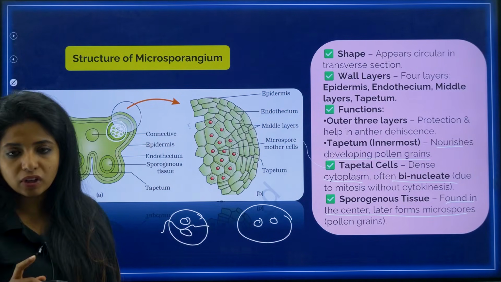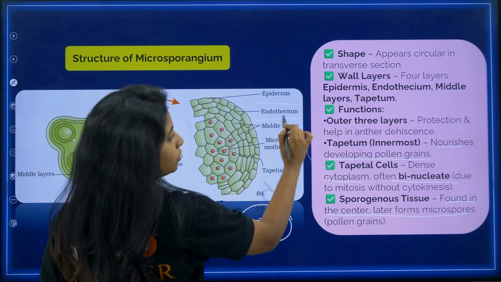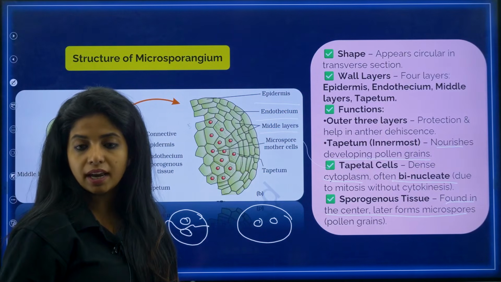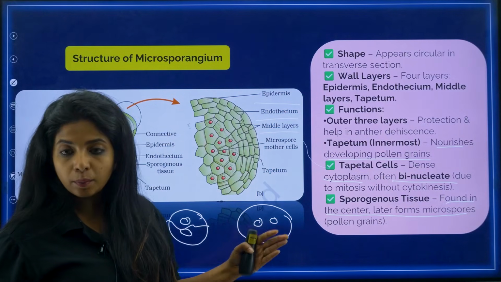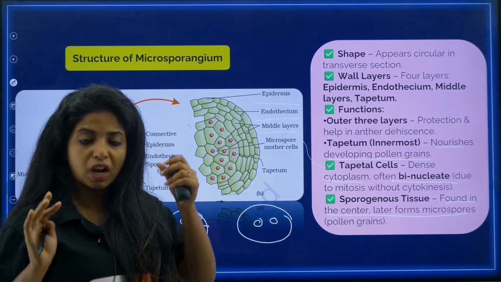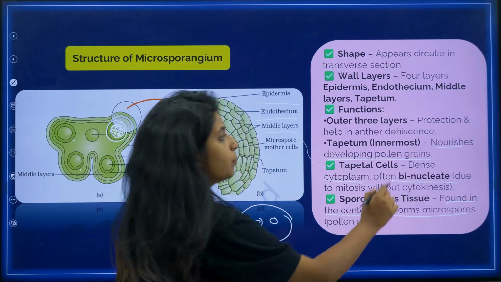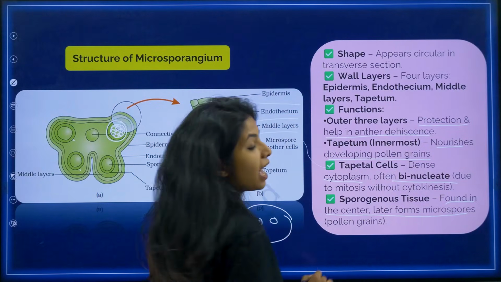Outside the tapetum you have three layers. What are those? Epidermis, endothecium, and the middle layer. So three outer layers which are there, my dear children. What is their use? The tapetum provides nourishment. But what are the other uses of all three layers? My dear children, they provide protection and help in anther dehiscence.